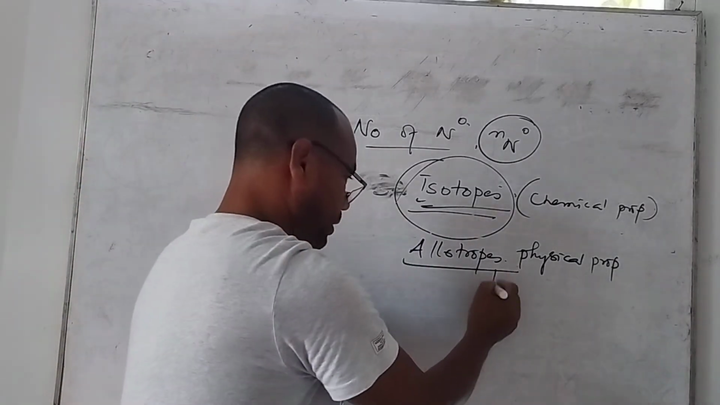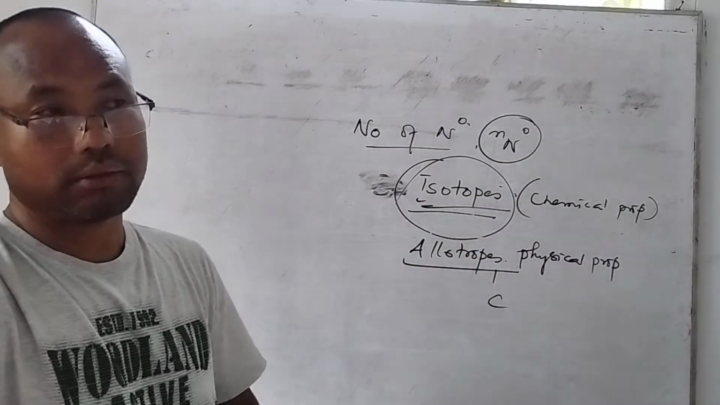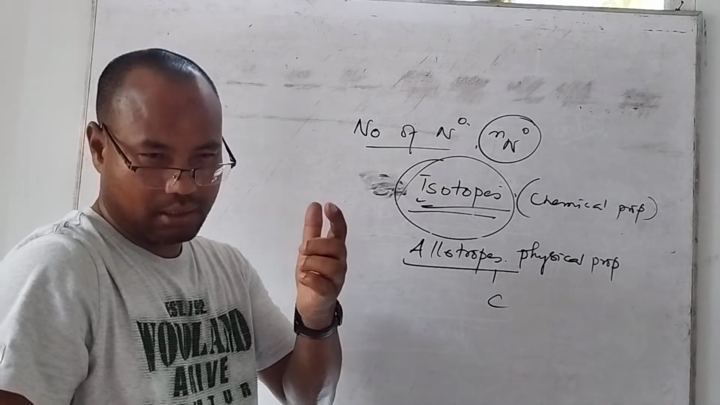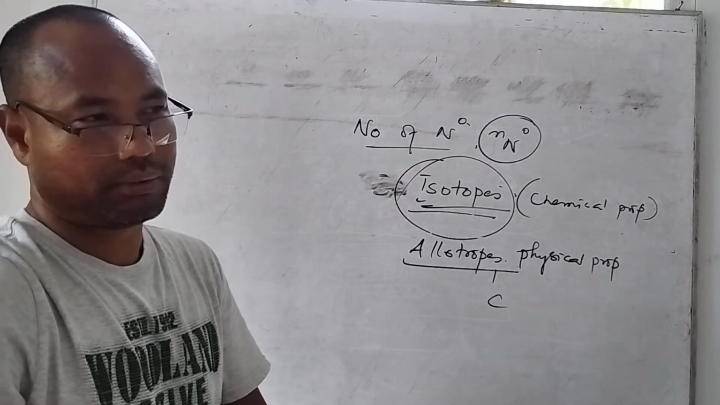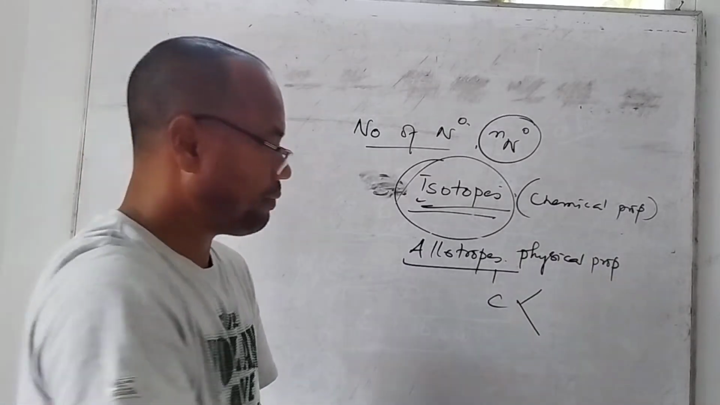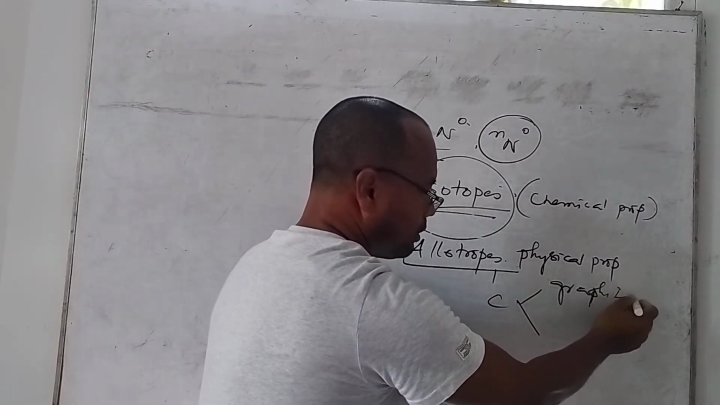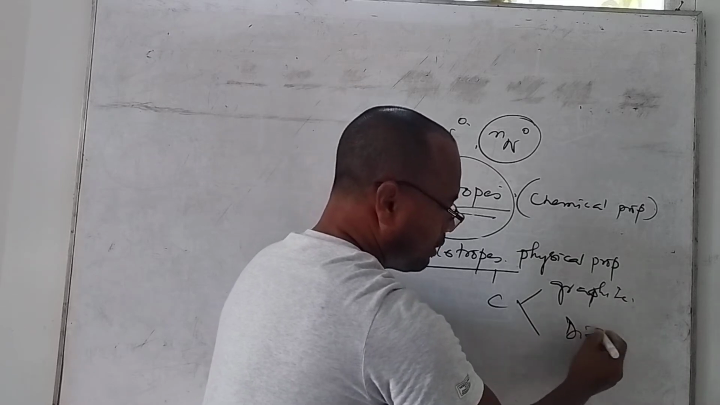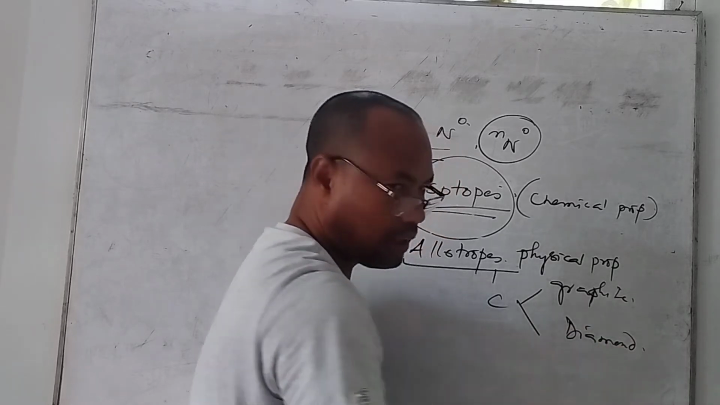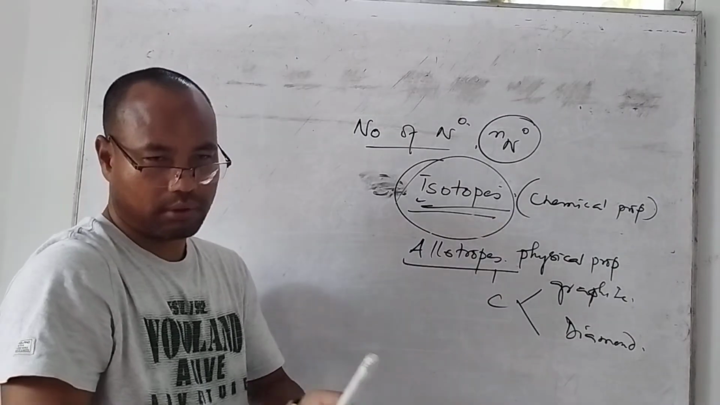So we know, for example, carbon. What are the allotropes of carbon? There is a very distinct difference between the allotropes of carbon. We know one is graphite, and another, you remember, is diamond. Both are carbon. Yes, graphite has a different name, diamond has a different name.